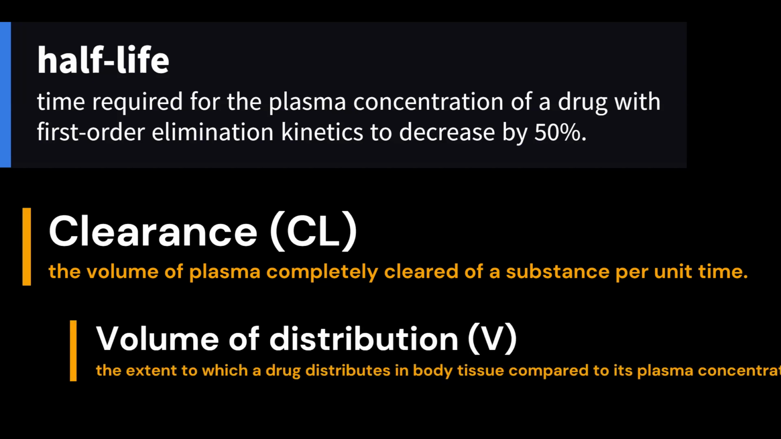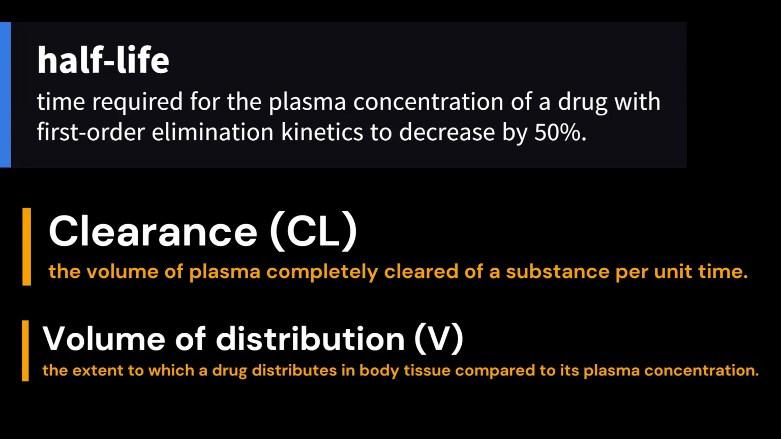Volume of distribution refers to the extent to which a drug distributes in body tissue compared to its plasma concentration. A drug's volume of distribution is determined by its intrinsic properties, example, lipid solubility and protein binding, as well as patient factors such as body weight and composition, example, increased fat versus lean mass. In general, a higher volume of distribution means that the drug is increasingly bound to body tissues with a smaller proportion found in the plasma.